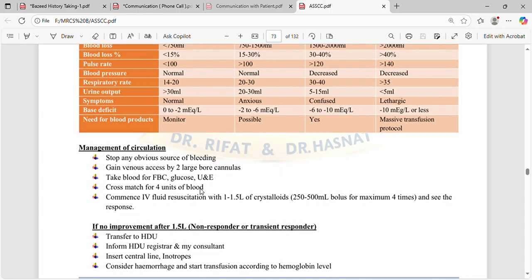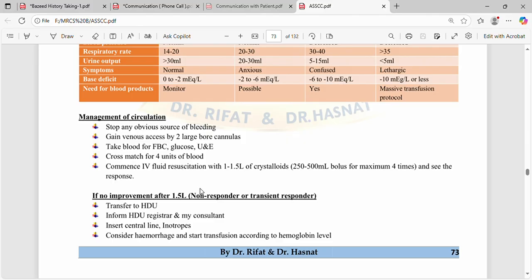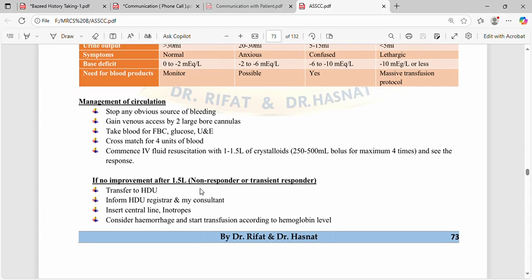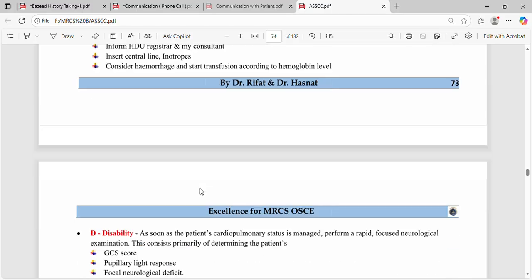Then if there is no improvement after 1.5 liters, non-responder or transient responder, you have to transfer him to HDU, the high dependency unit. Inform the HDU registrar plus your consultant. Insert a central line, inotropes. Consider hemorrhage and start transfusion according to hemoglobin level.